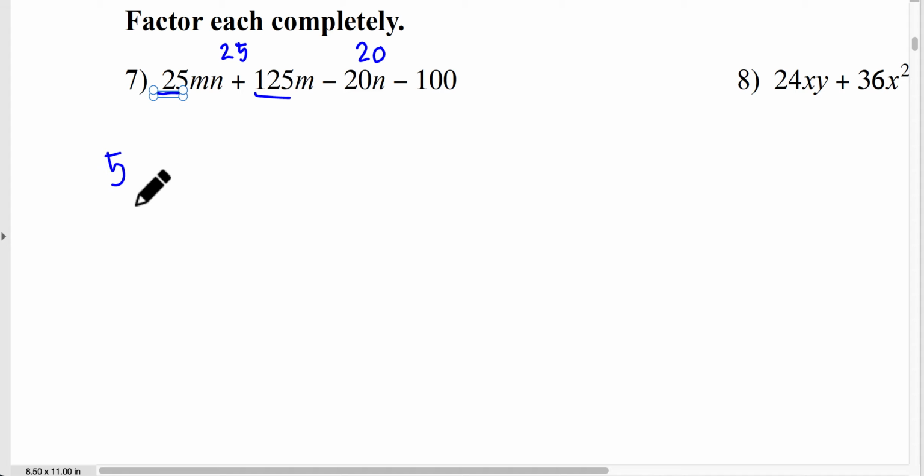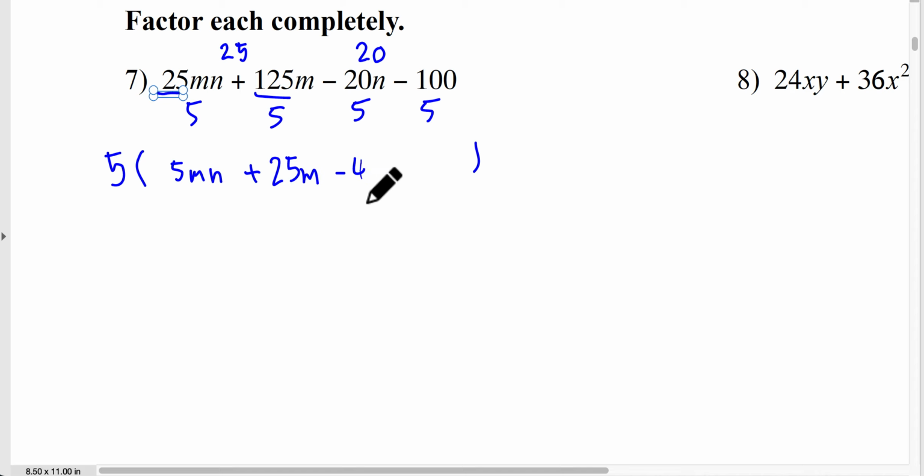Now before I run off with this as my GCF, I got to double check. Is there anything else that they all have in common? You're right, definitely not, because 100 doesn't have any variables. That would be it. So now I'm dividing everything by 5. And I could use my calculator to do this. Divide by 5, divide by 5, divide by 5, divide by 5. We divide here, we're going to get 5mn, plus 125 divided by 5 gives us 25m, minus 4n, minus 20.